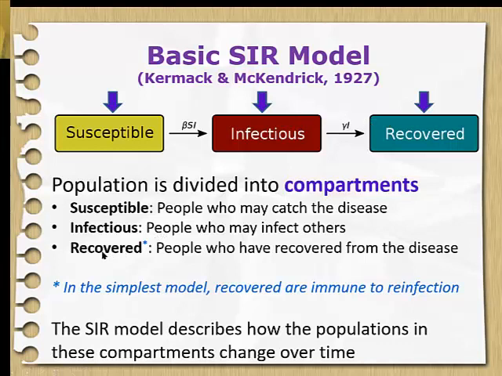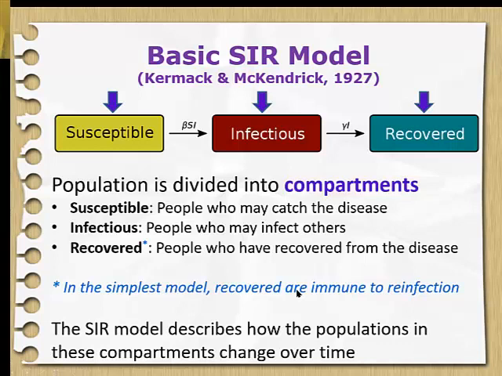Now, I should say something about recovered. In the simplest model, recovered are immune to reinfection. Once I've been infected and recover, I have antibodies and I cannot get the disease again. This is a very simple model, which is not completely realistic. We will see later that we can make a more complicated model where the recovered are not immune. But in our first model, recovered will no longer be able to have the disease.